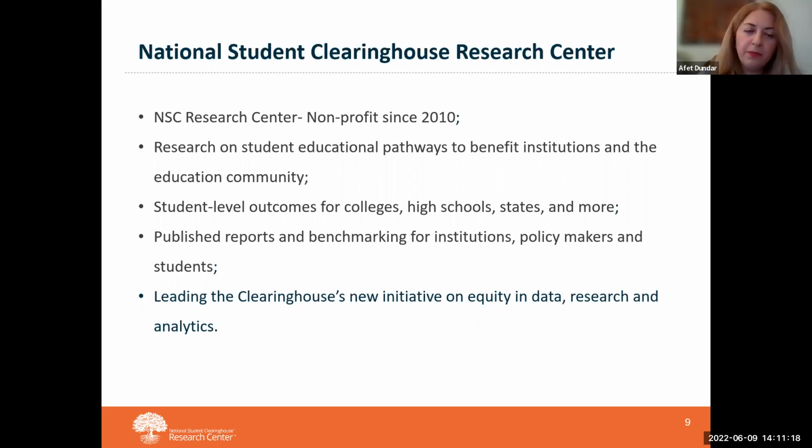And finally, a few months ago, we established a new initiative that we called Equity in Data Research and Analytics. Although the conversations were before that, the formal establishment was just then, late fall. But before that, of course, for a year, we discussed what it means for us as an organization that holds this much data. And this is something that we do need to keep in mind.